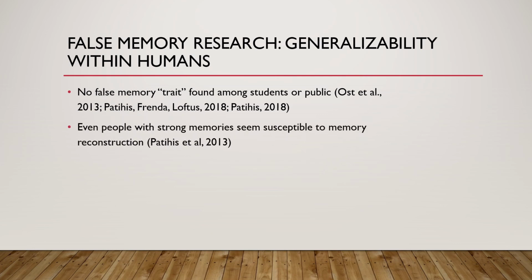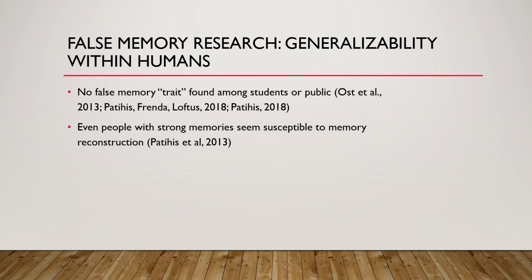Also, along this theme of everybody being susceptible, we found that people with very strong memory, those with superior autobiographical memory, were also susceptible to some of those memory distortion tasks that we put them through. This was a study done in 2013. So the conclusion from this is that within people with ordinary cognition, there's a baseline susceptibility to false memories where nobody is exempt.